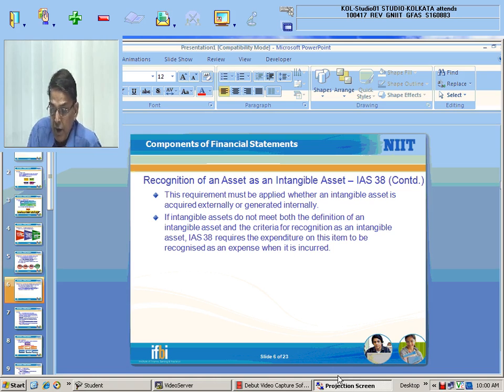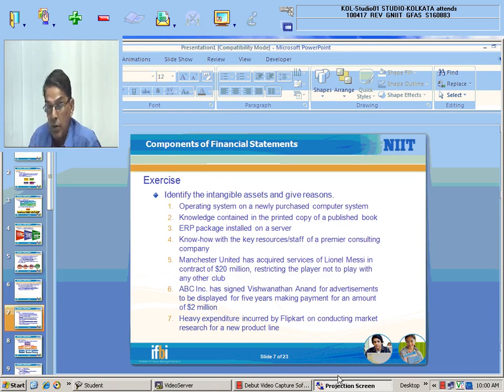So let's have a small quiz here. Try to identify the intangible assets and give reasons. Like the operating system on a newly purchased computer system: is there an intangible asset here or not? We'll try to identify whether it is an intangible asset or not.